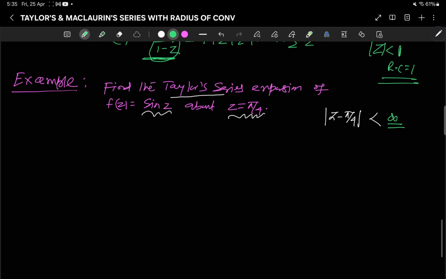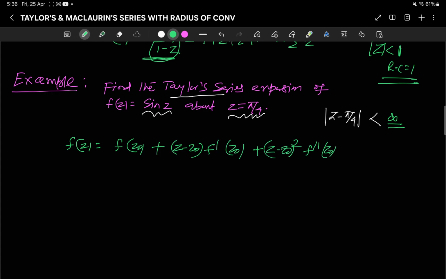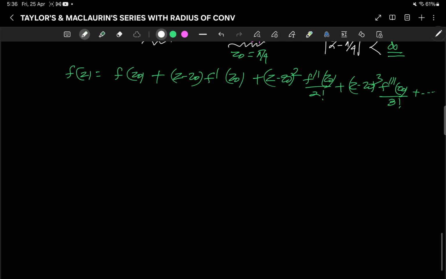So now if I apply the formula, what is my f(z)? It is f(z0) plus (z minus z0) f'(z0) plus (z minus z0) square f''(z0) by factorial 2 plus (z minus z0) cube f'''(z0) by factorial 3 and so on. It will continue in that way, right? What is my z0? So here my z0 is pi by 4. So I need to compute all these things.